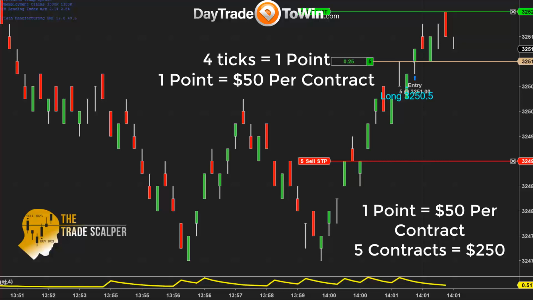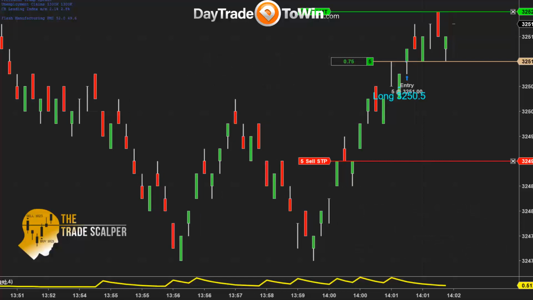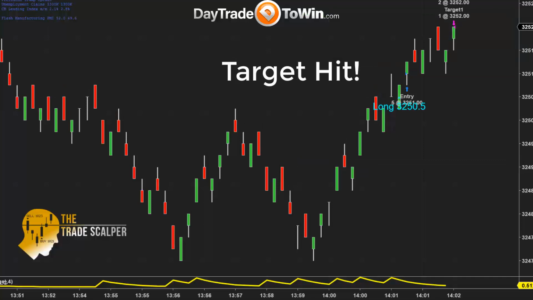So the idea is really to trade for these small increments when scalping and increase the amount of contracts as you get more comfortable and as you feel more confident with trading and the trading methods. And remember, we don't hold on to trades for hours on end. It's fast. It's in and out and finished. Target filled. So there's the target, 1 point.